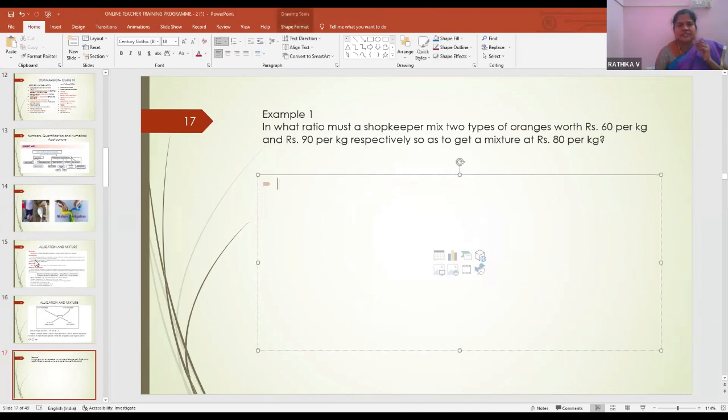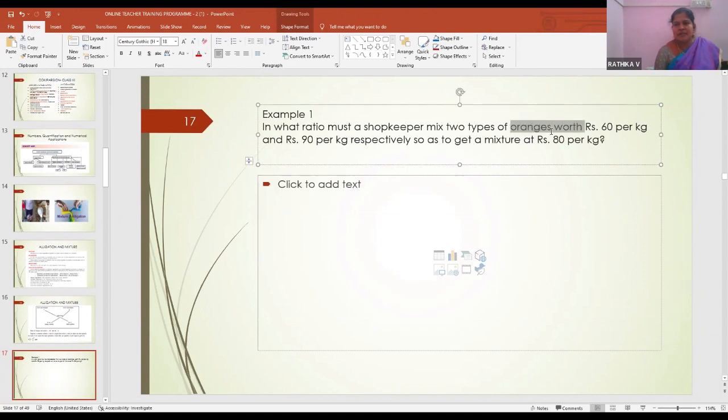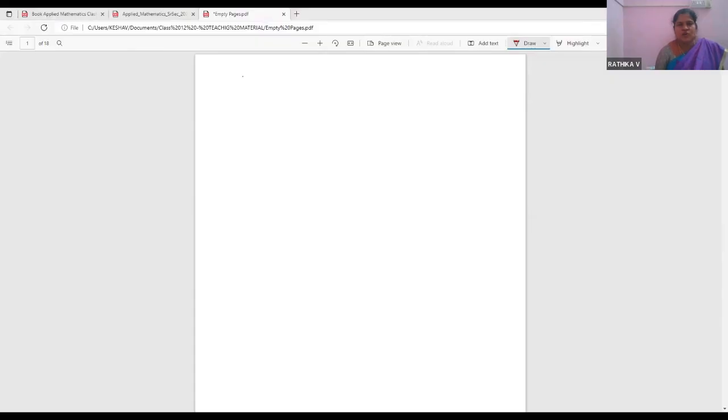In what ratio must a shopkeeper mix two types of oranges worth rupees 60 per kg and rupees 90 per kg respectively, so as to get a mixture? We have to take 60 rupees as the cheaper ingredient and rupees 90 as the cost price of the dearer ingredient, and the mean price is rupees 80. So this is one of the direct questions. So we can write the answer.